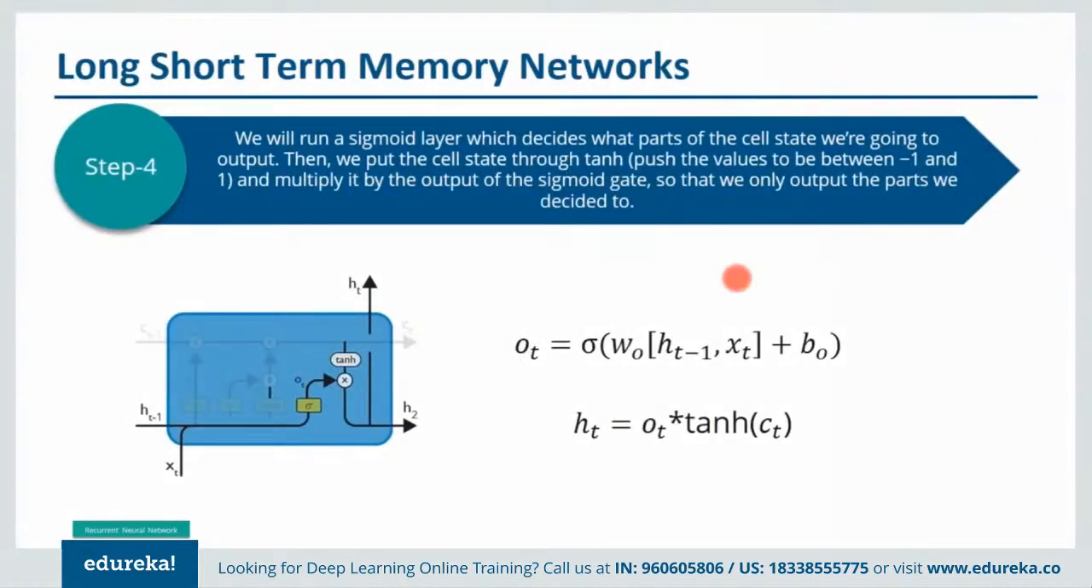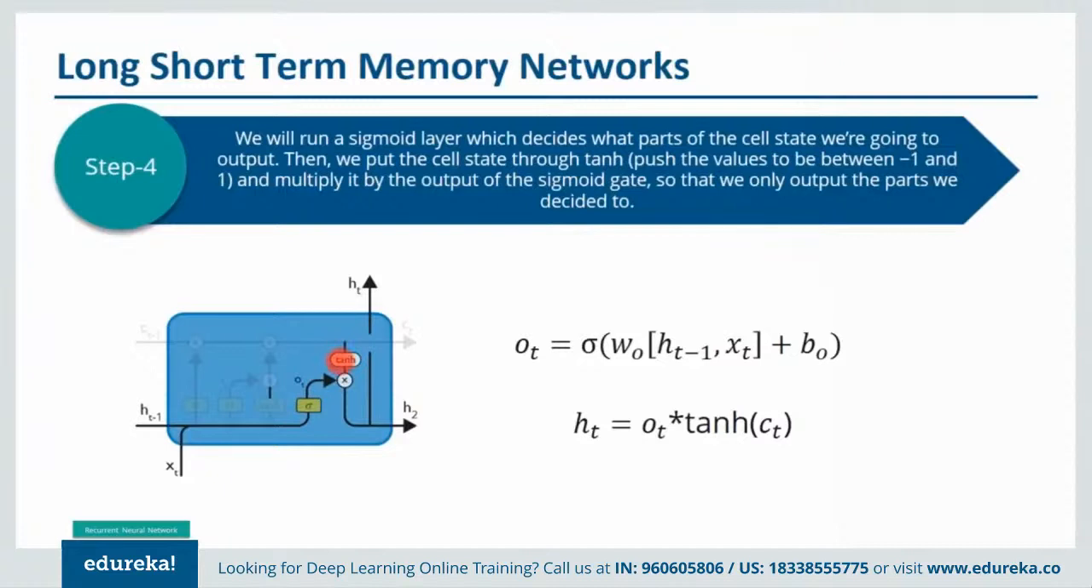Now our last step is to decide what we are going to output, and this output will depend on a cell state, but it will be a filtered version. First we need to pass ht-1 and xt through a sigmoid activation function so that we get an output that is ot. And this ot will in turn be multiplied by the cell state after passing it through a tanh squashing function or an activation function.